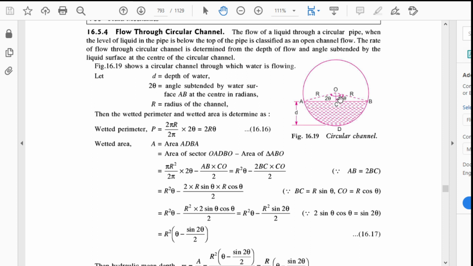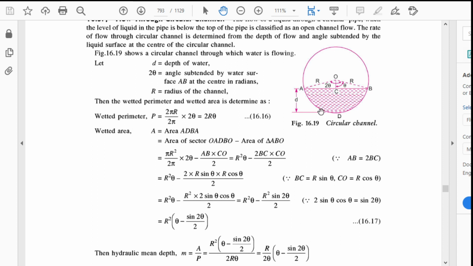Now the wetted perimeter. Here you can see that the whole pipe is not wetted by this water. So we can calculate the wetted perimeter using the radius and the angle subtended by this water surface. So r into 2 theta, that is 2r theta, is the wetted perimeter of this circular open channel.